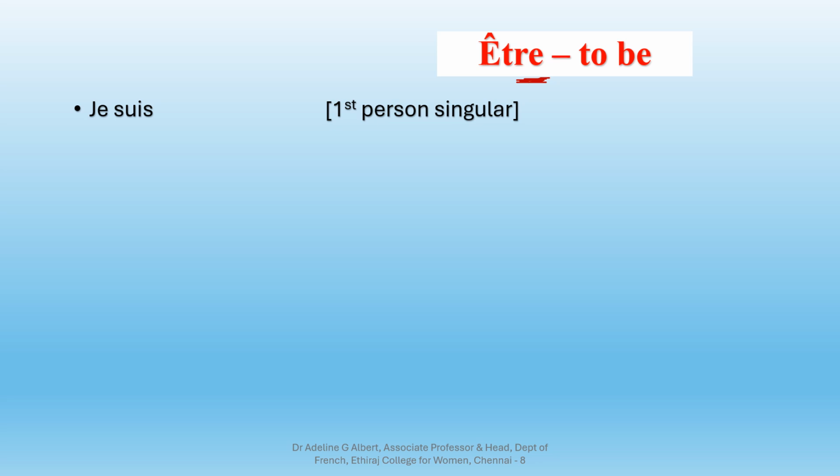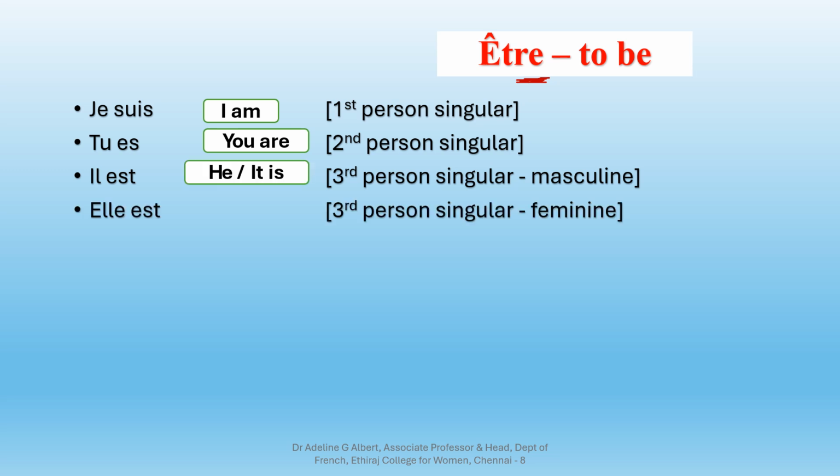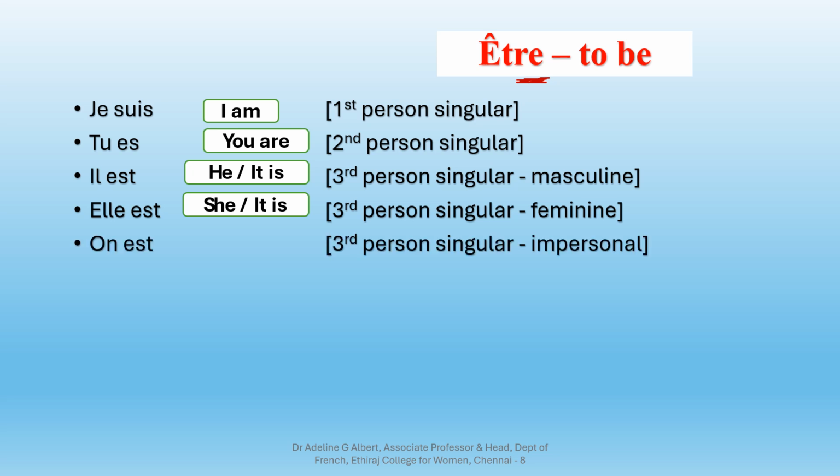Je suis means I am. We've done this in class. I am. So now instead of saying je m'appelle Adeline, you can also say je suis Adeline. Alright? Je suis. It's a little like the word ate. Oui. Je suis. I am. Tu es. You are. Il est. He is. It is. Elle est. She is. It is. On est.